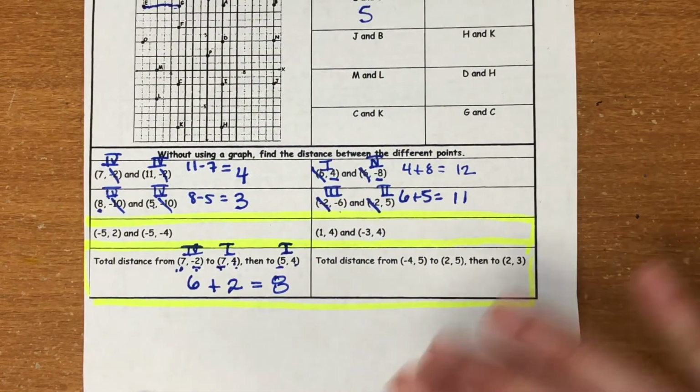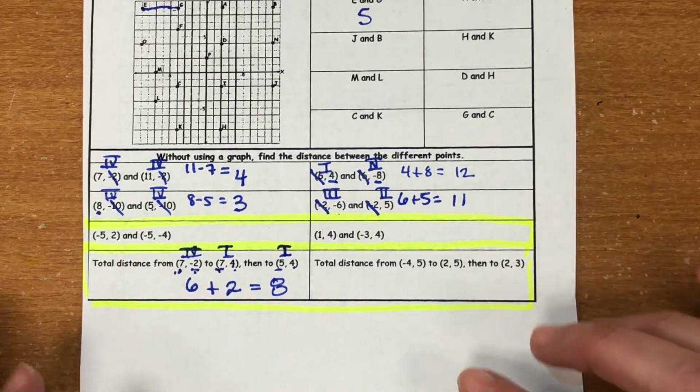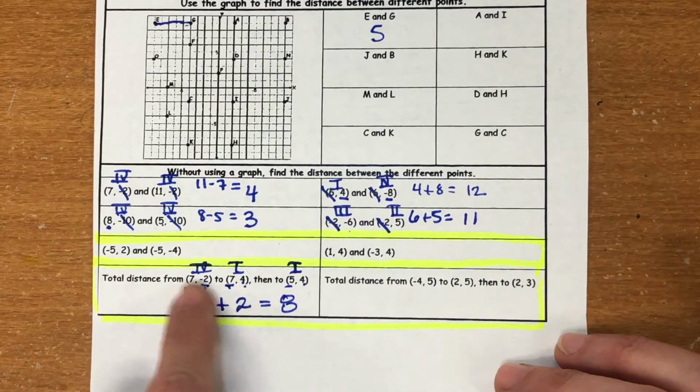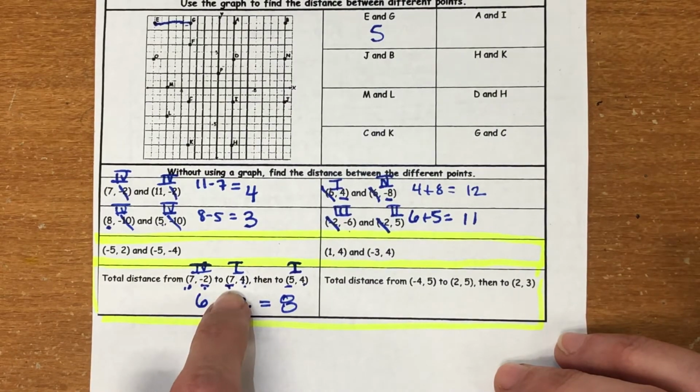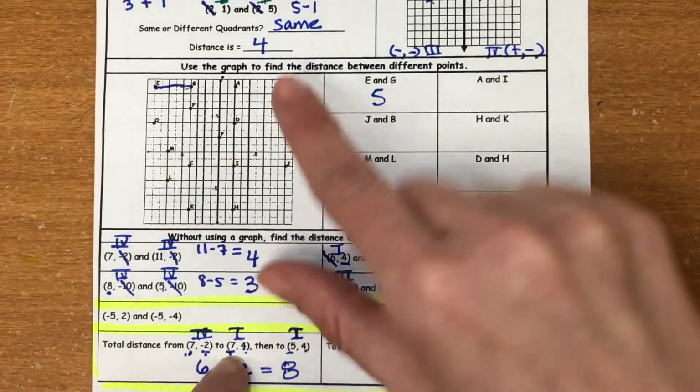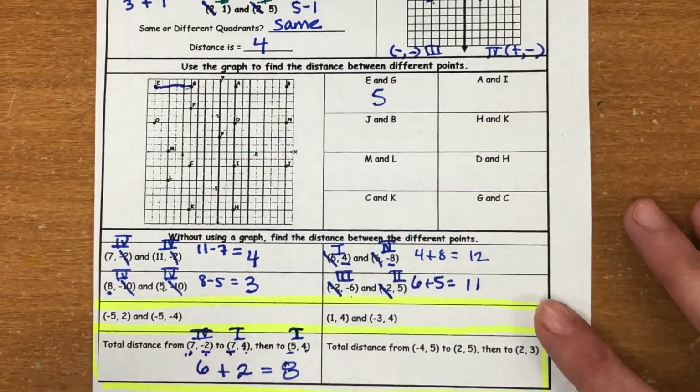Okay? So just give this one a try. Give it a shot. We're going to go over it in class. Don't worry if you're not getting it yet. Okay? If you're not sure how to do it this way, what I just showed you, then graph it. You can always graph the points and then count the units between them. You can also do that. Okay?